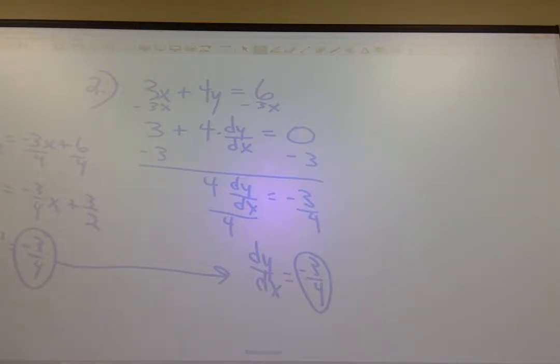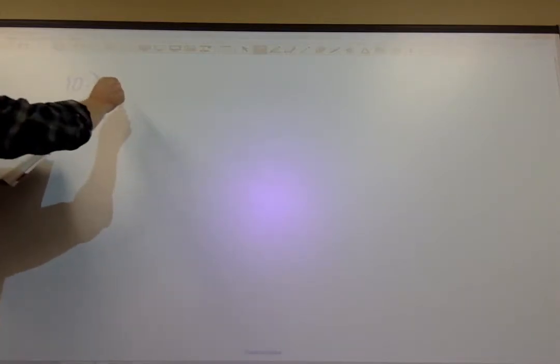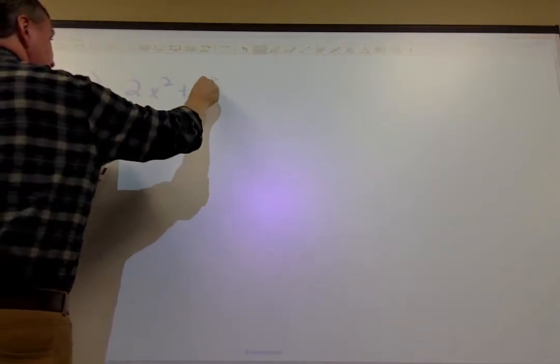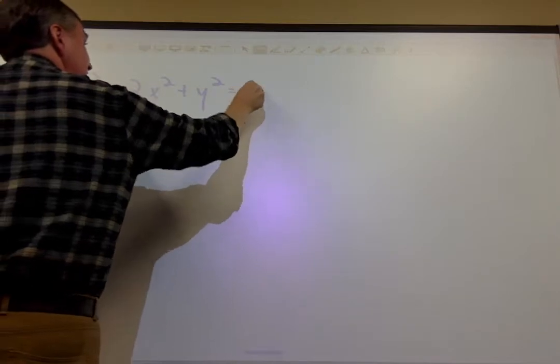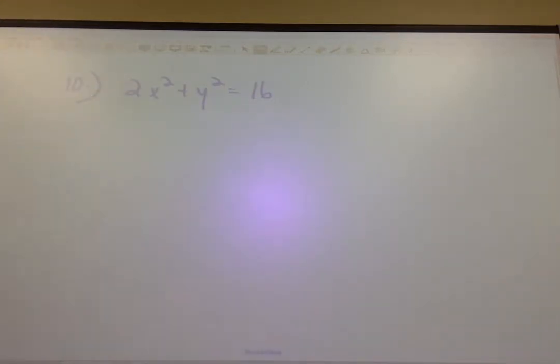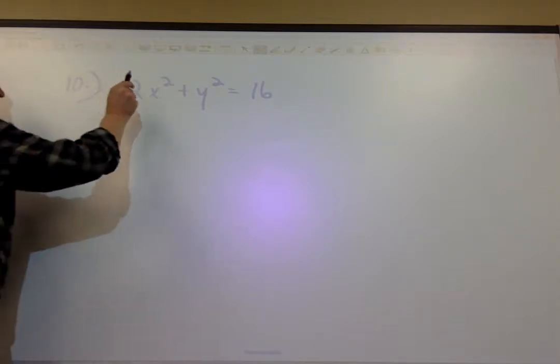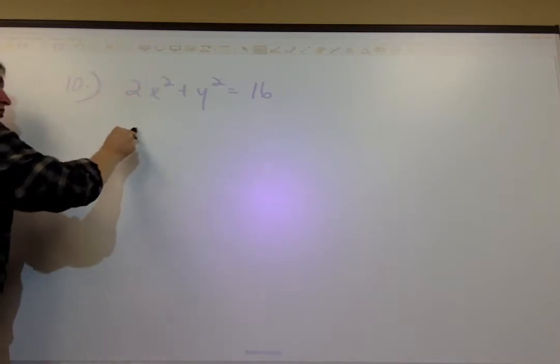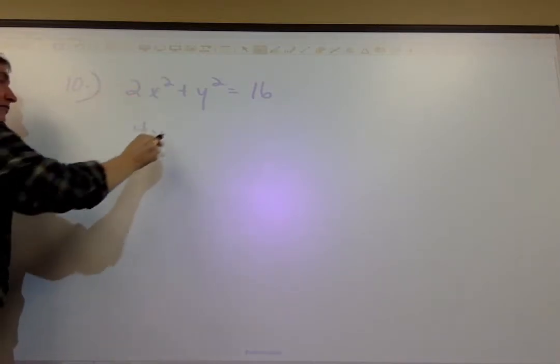Number 10. What if I say find dy dx, derivative of y with respect to x? Number 10 gives me this equation, which is not a function. It looks like it would be an ellipse, wouldn't it? 2x squared plus y squared is equal to 16. Okay? If I want to find dy dx, let's take it term by term. What's the derivative of this? We know this. 4x to the first.